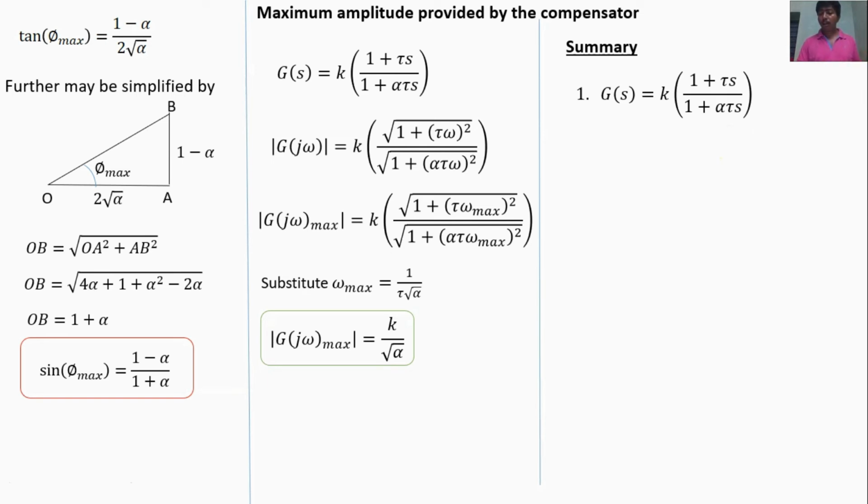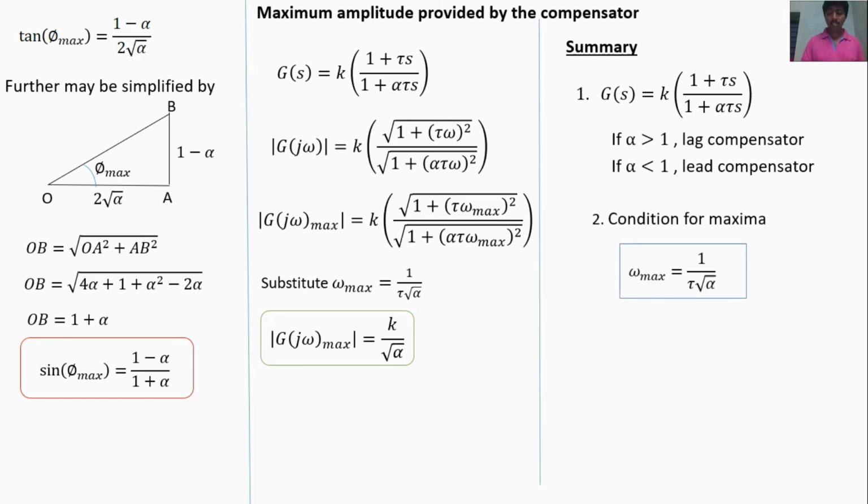So if alpha is less than 1, this value will be higher, so it acts as a lead compensator. If alpha is greater than 1, the value will be less, so the compensator will act as lag. If alpha is greater than 1, the compensator will act as lag. If alpha is less than 1, the compensator will act as lead.